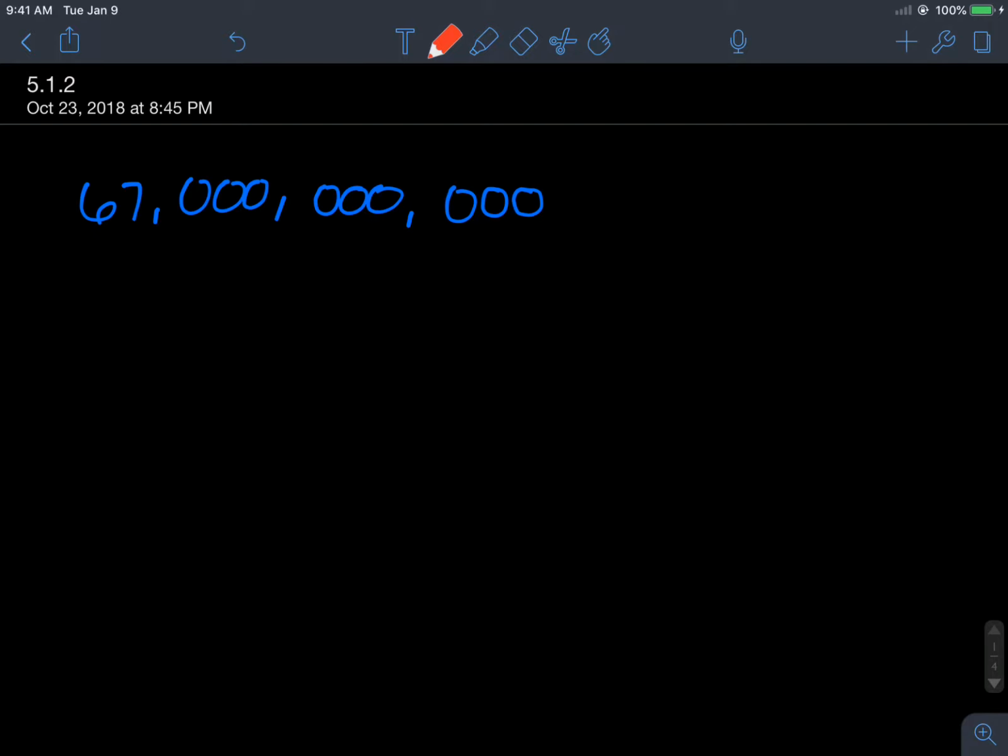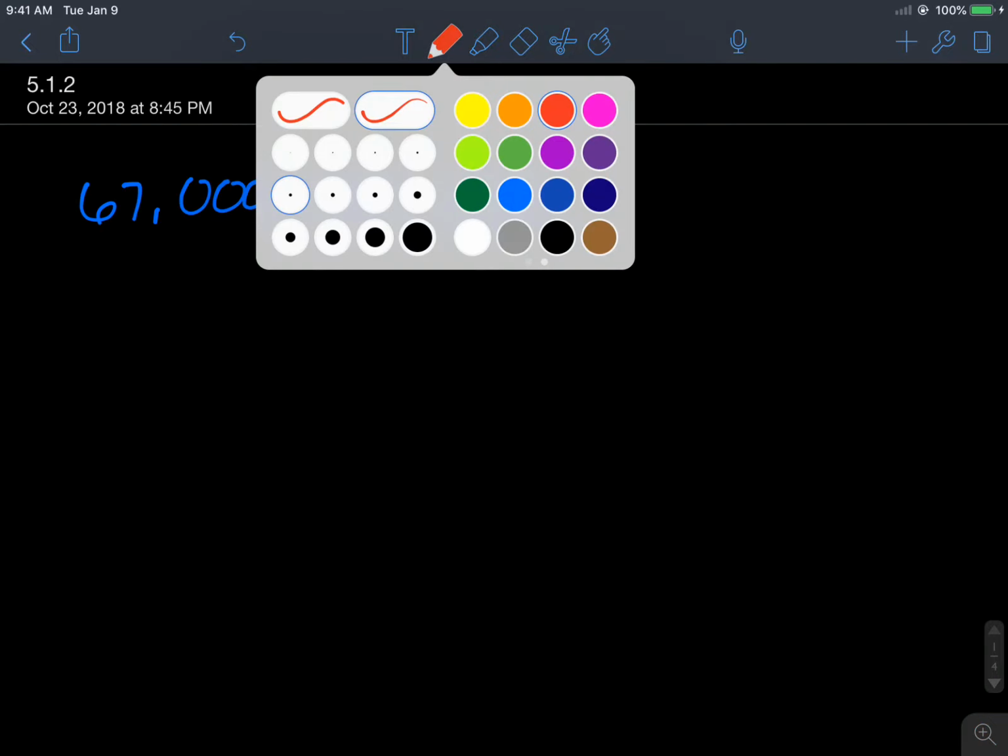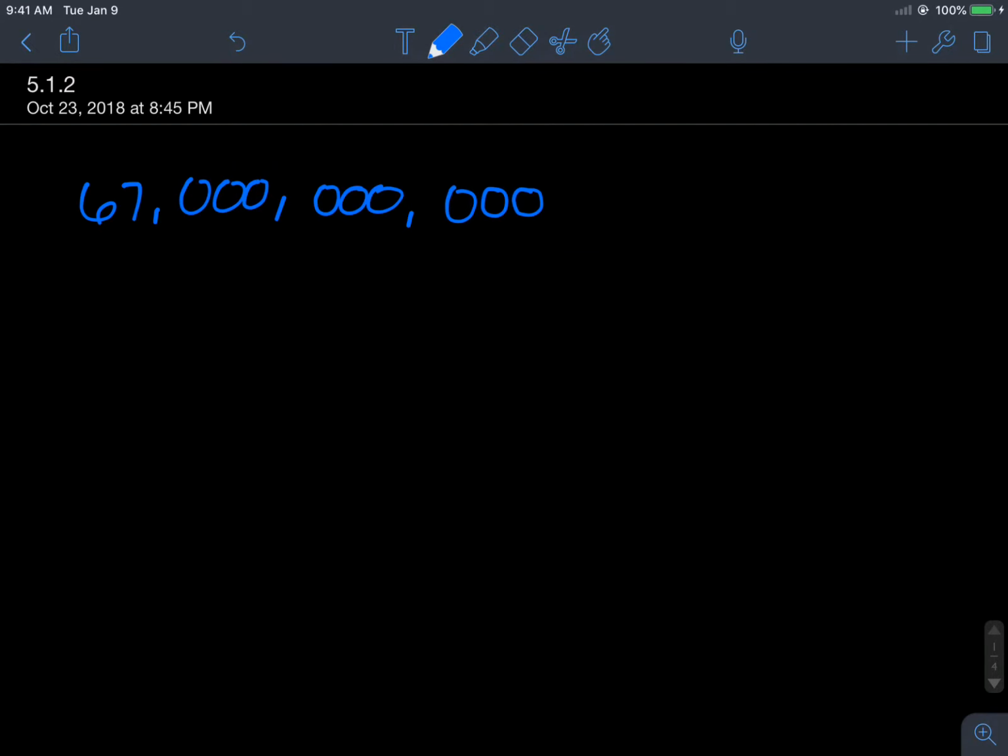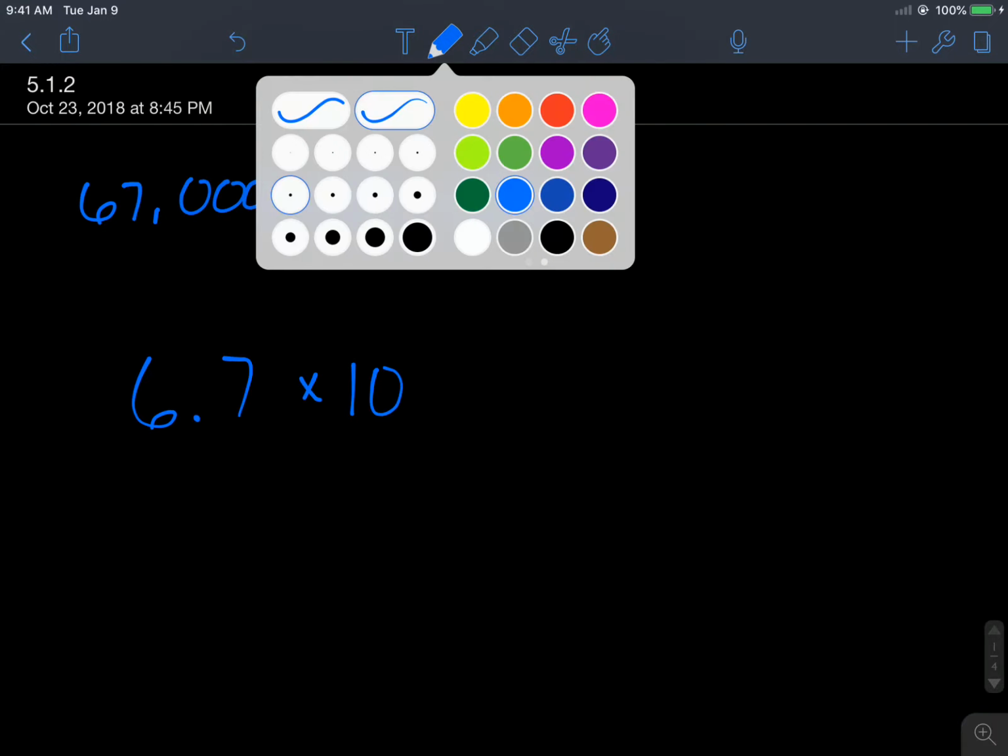So here we have 67 billion. In proper scientific notation form, we only put one number in front of our decimal place. So this is going to be 6.7, and then none of those zeros matter to us. So 6.7, and this is going to be times 10 to some power.